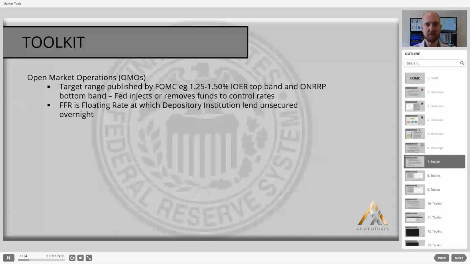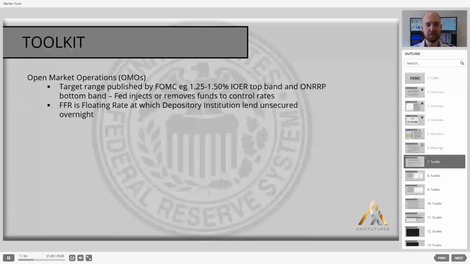A bank that needs more reserves in terms of meeting their requirement position will need to borrow on the Fed funds market. Those that have got excess reserves can then lend them out on the Fed funds market as well. The Fed will then inject money on a daily basis or withdraw money on a daily basis so as to balance this supply of cash in the market and that way achieve that target range.